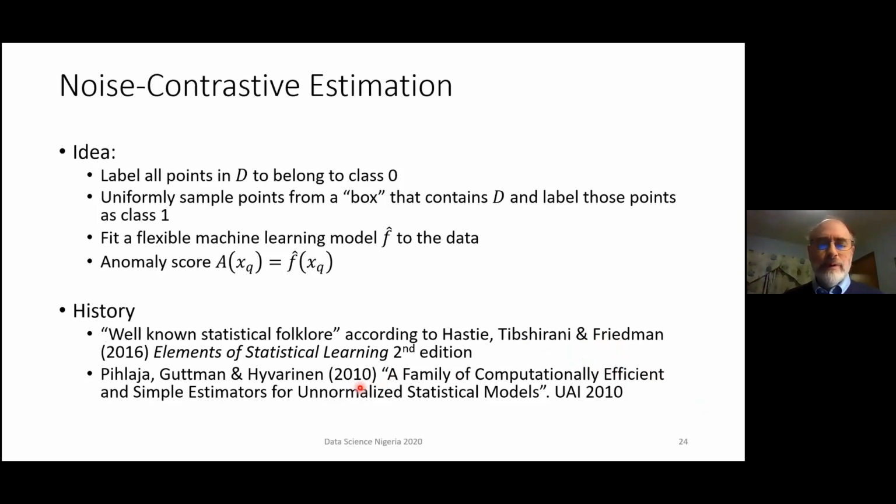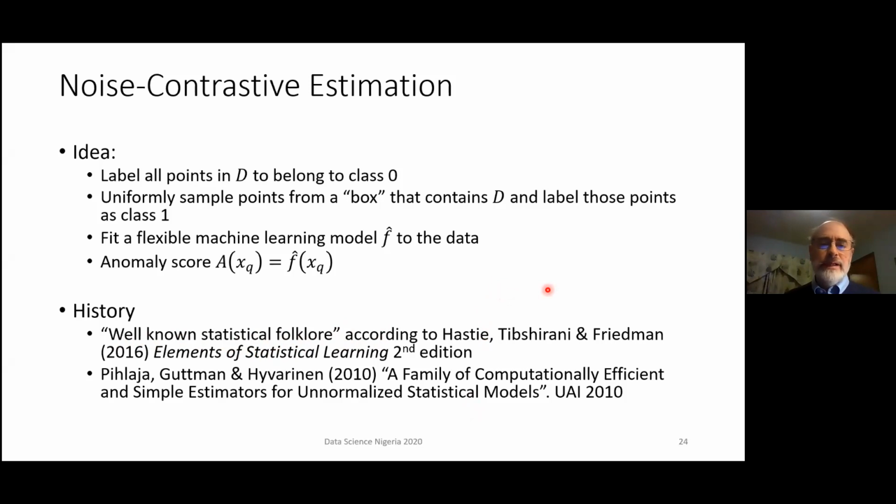But there was a paper in the machine learning literature in 2010 that introduced it, by Hyvärinen, a very important machine learning researcher in Finland, and some colleagues, in which they describe these as unnormalized statistical models. So that's only 10 years old. So this is relatively recent, although maybe it's been in the hallways of statistics departments for decades, who knows.